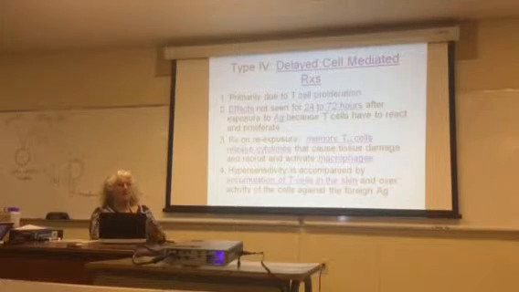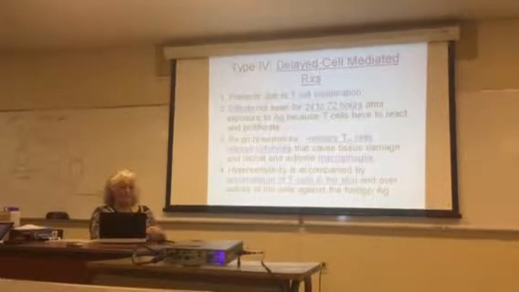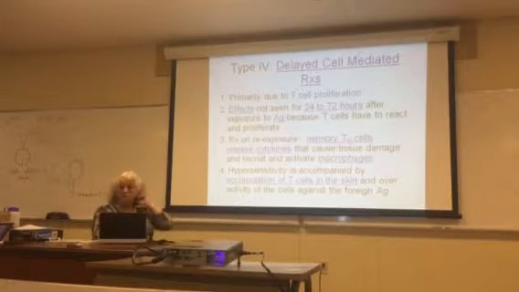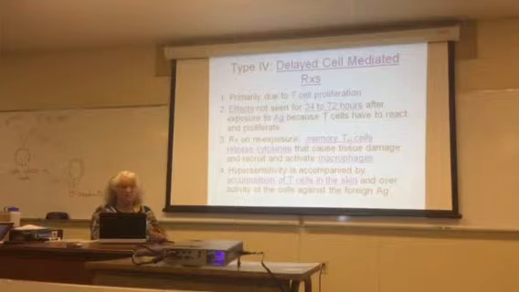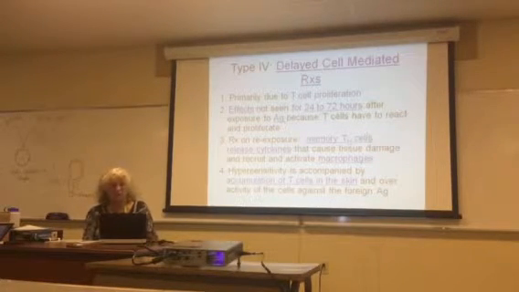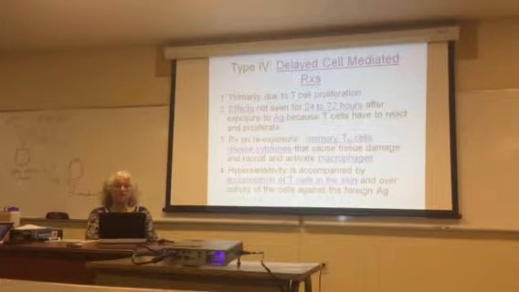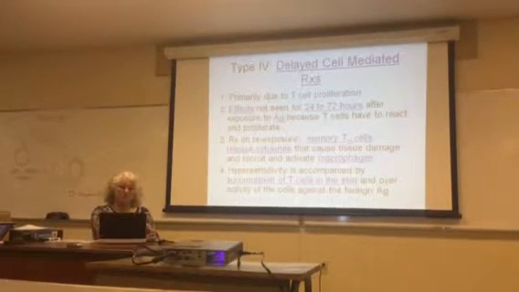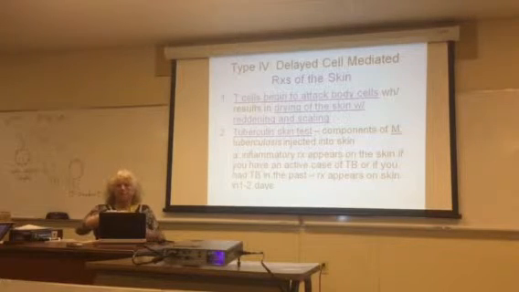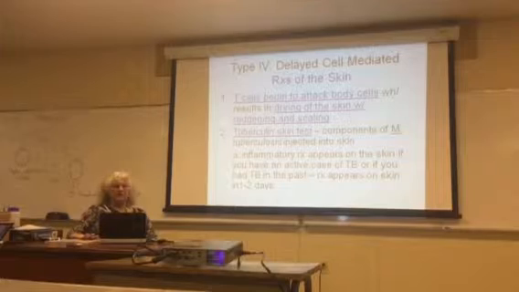There's memory. At the same time that the T cells are making clones, they're making memory T helper cells. And those remember the antigen and they release cytokines, and that causes tissue damage. And the cytokines also then recruit and activate the macrophages. So hypersensitivity is accompanied by accumulation of the T cells in the skin and overactivity of the cells against the foreign antigen. So the T cells begin to attack the body cells. And then the results are drying of the skin with reddening and scaling.